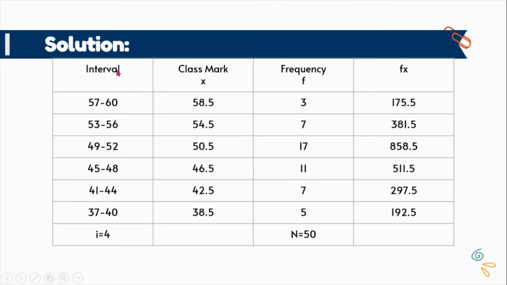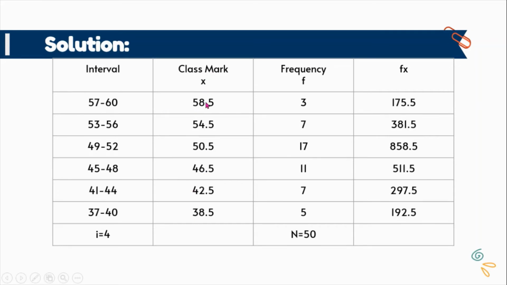So the next step is to create this 4-column table. The first column is the interval, next is the class mark, denoted by X. Next is the frequency, denoted by F, and Fx, or the product of the frequency and X. So these are just the intervals from 37 to 40 up until 57 to 60, and we know that its class size is 4. So that's 37, 38, 39, 40, 4, 41, 42, 43, 44, another 4, 57, 58, 59, 60, another 4.